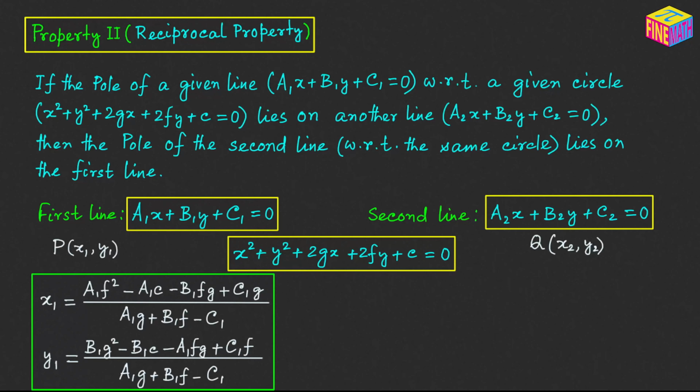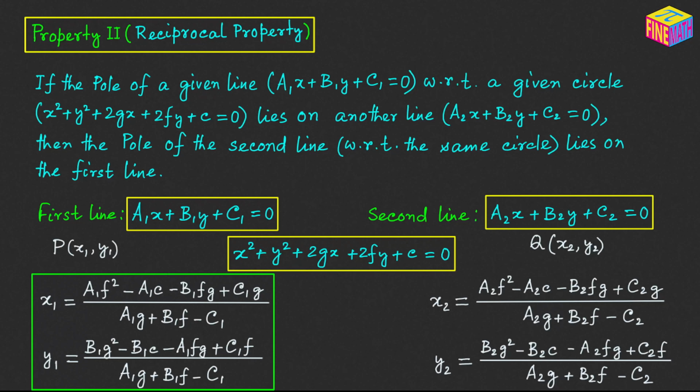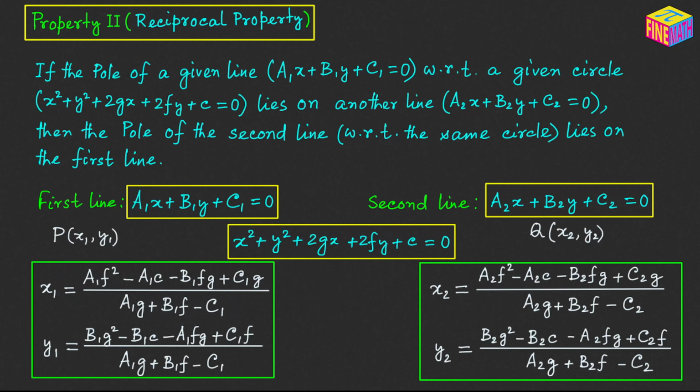Next, let's also note down the value of x sub 2 and y sub 2 using the same formula. They would look like this. I have it on the right hand side. Now, with the assumption that the pole of the first line lies on the second line, we have to prove that the pole of the second line would lie on the first line.